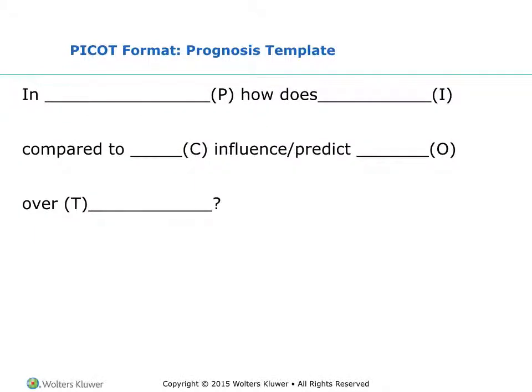In a prognosis template, your question is really getting at what predicts the outcome. So, an example of this might be, in children with ADHD, how does environmental structure compared to stimulant medication and environmental structure predict school success over one term? That's an example of looking at two different variables and seeing which one predicts school success.